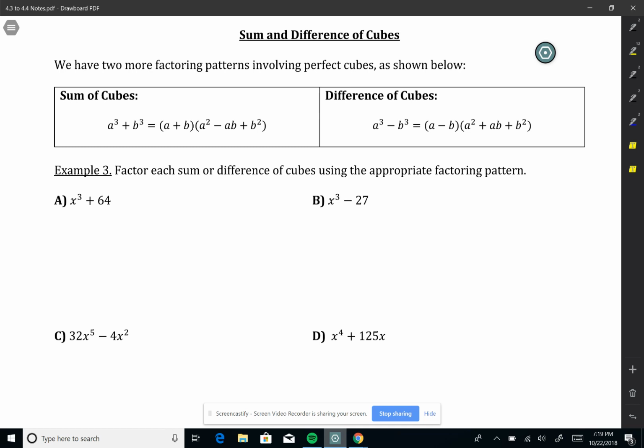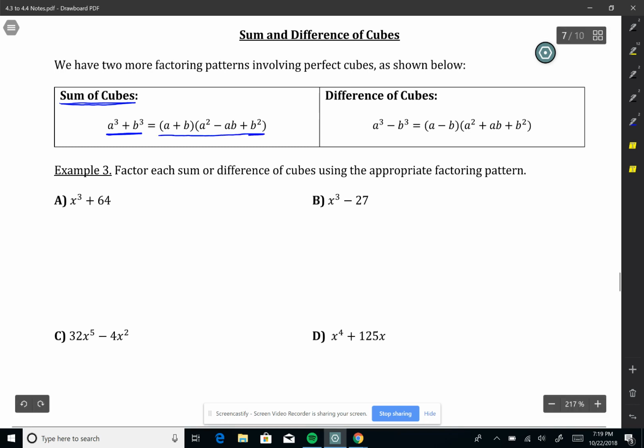So if we look at the left side where it says the sum of cubes, we have a cubed plus b cubed. That means we're taking some perfect cube a cubed, adding another perfect cube b cubed, and we have a special pattern that factors to, on the other side of the equal sign, the quantity a plus b times the quantity a squared minus ab plus b squared.